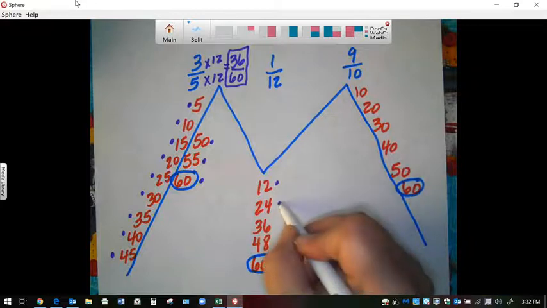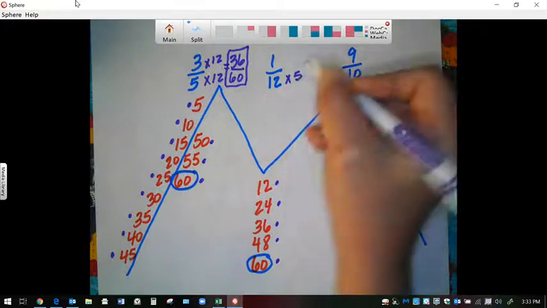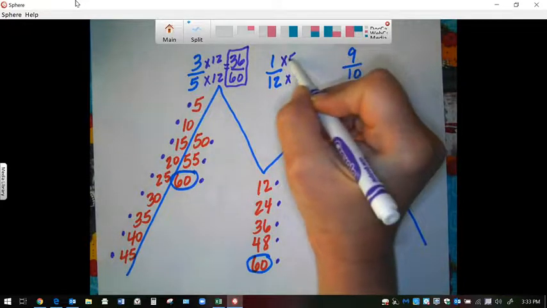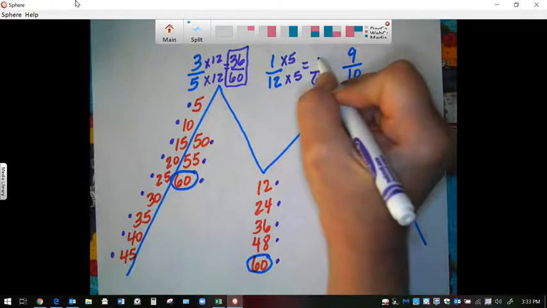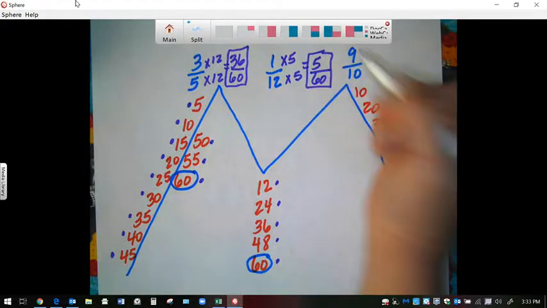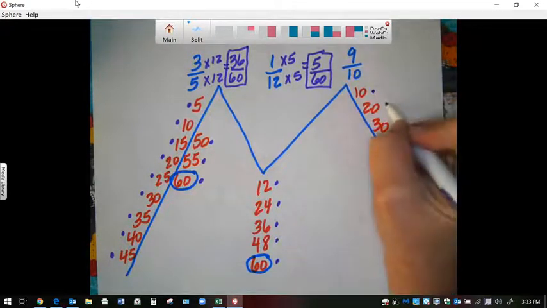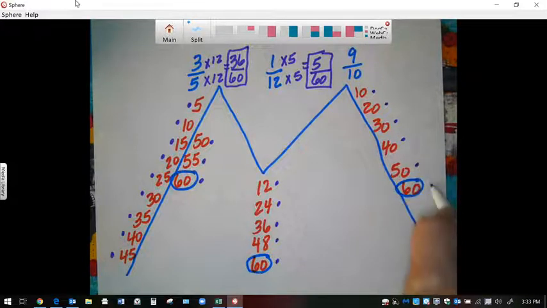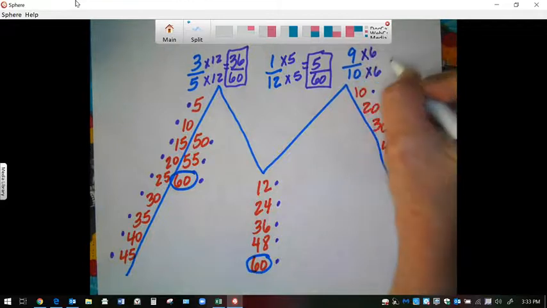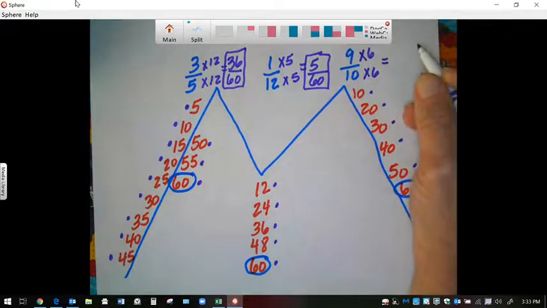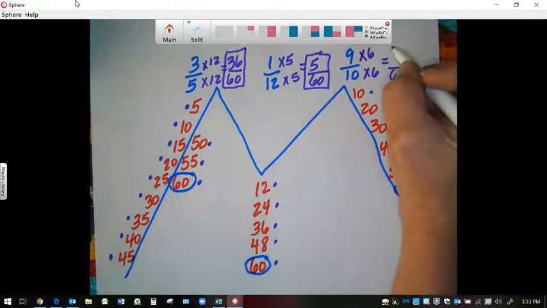1, 2, 3, 4, 5 multiples. So we're going to multiply times 5. What you do to the bottom, you do to the top. 5 times 12 is 60. 5 times 1 is 5. So that is 5/60. Alright, 1, 2, 3, 4, 5, 6. So now we're going to multiply times 6 because we used 6 multiples. What you do to the bottom, you do to the top. 10 times 6 is 60, and 9 times 6 is 54.